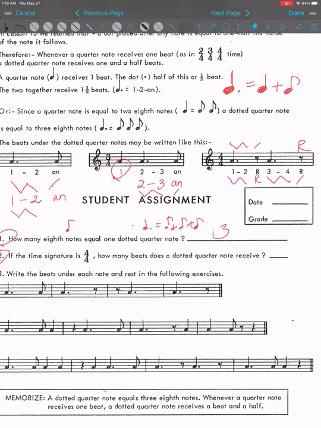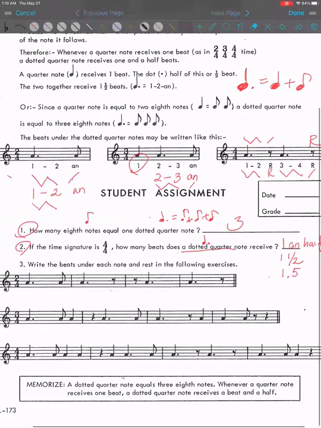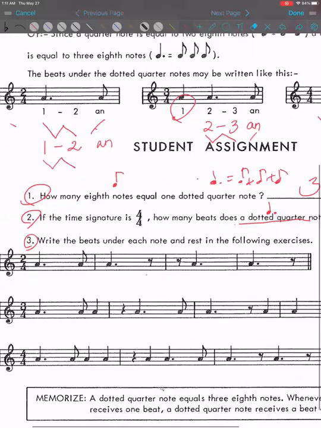2. If the time signature is 4/4, how many beats does a dotted quarter note receive? A dotted quarter note will be 1.5. So you're going to say 1.5, or if you know fractions, you can write it as a fraction, or if you do decimals, then you can write 1.5.